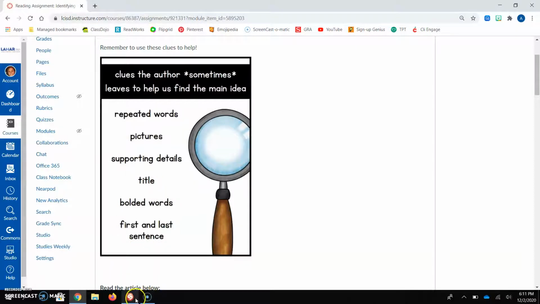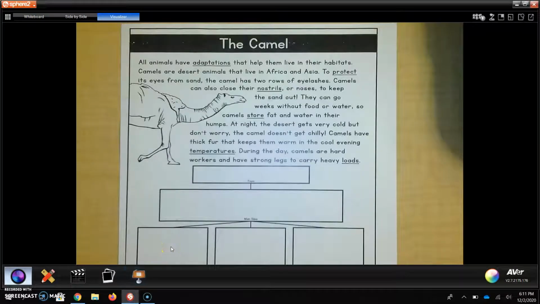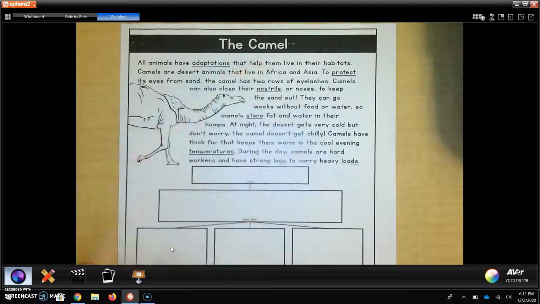So I'm going to start off with reading our article, and that way we can listen for clues and start to work our way towards our main idea. So the title is called The Camel.